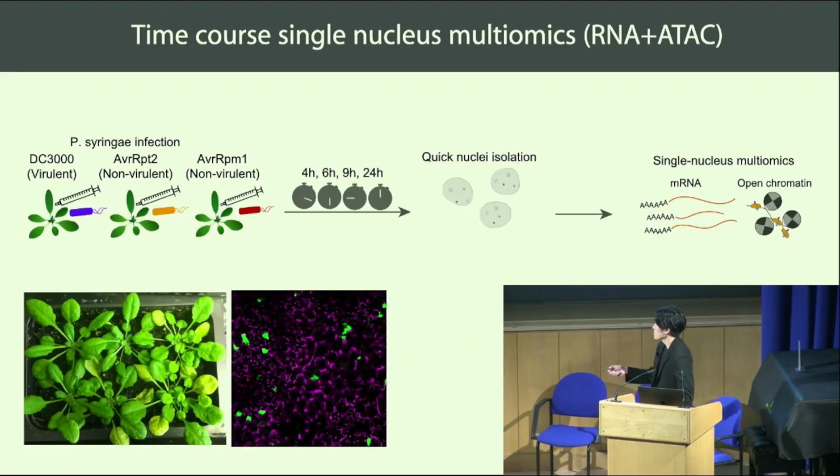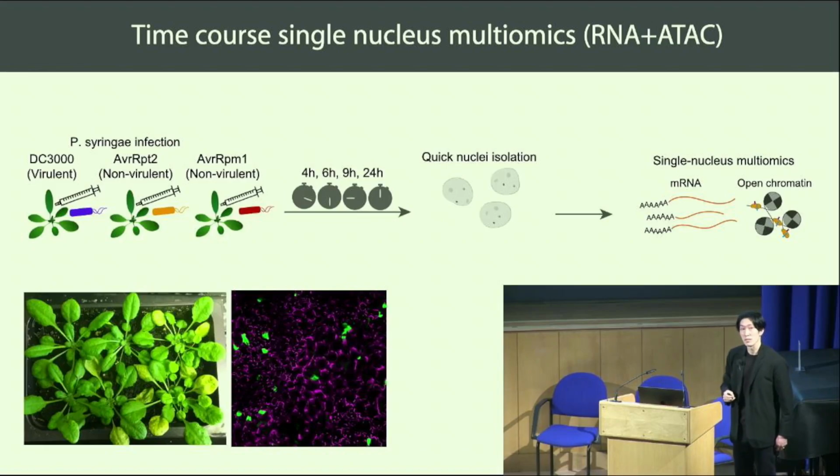So we use plant Arabidopsis leaf infected by bacterial pathogen as a model system. We infected plants with multiple strains. Some are immune activating, some are immune suppressive. We harvested plants at different time points. The whole point here is to maximize the situations that plant cells might experience to really get a comprehensive idea of potential cell states. We isolated nuclei from those plants and applied single nucleus multi-omics, which allowed us to profile both transcriptome and epigenome from the same cell.